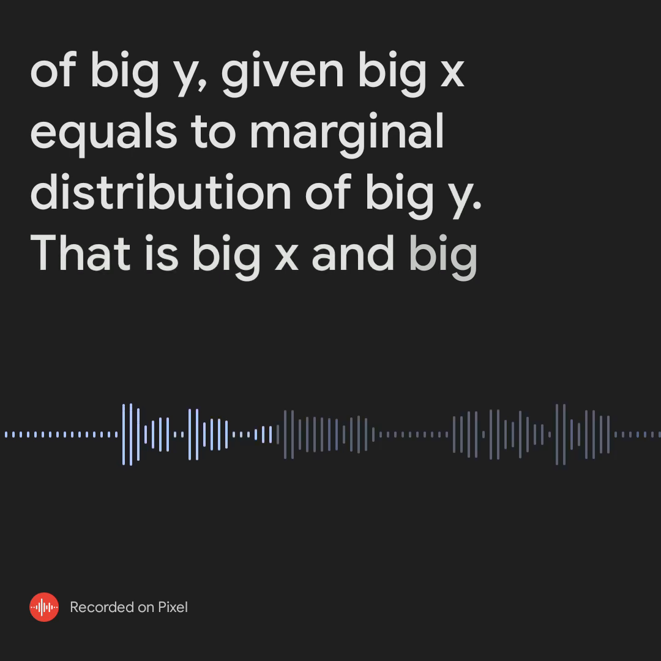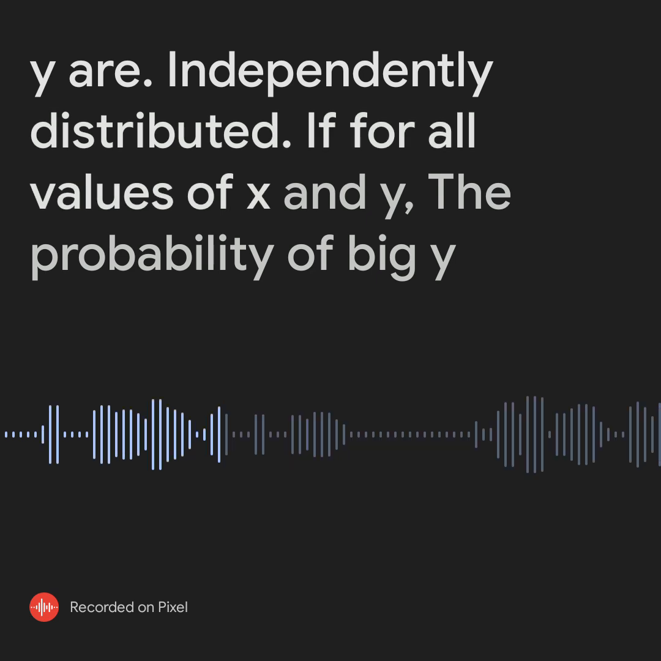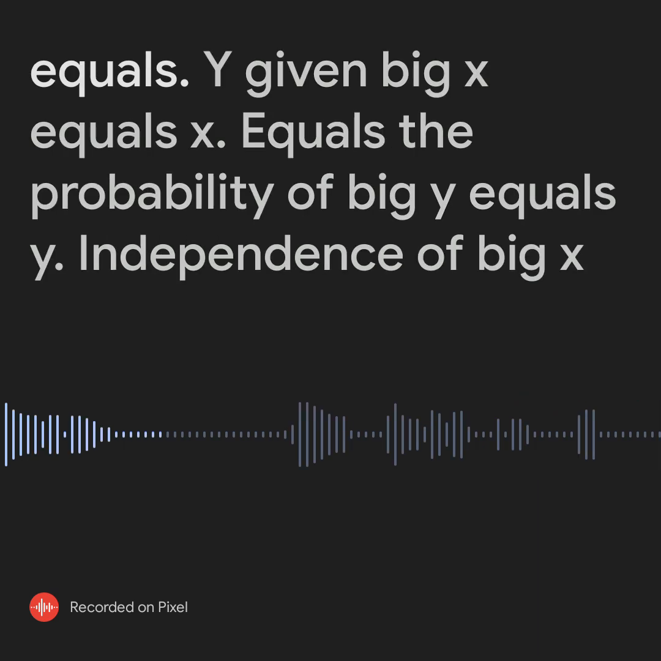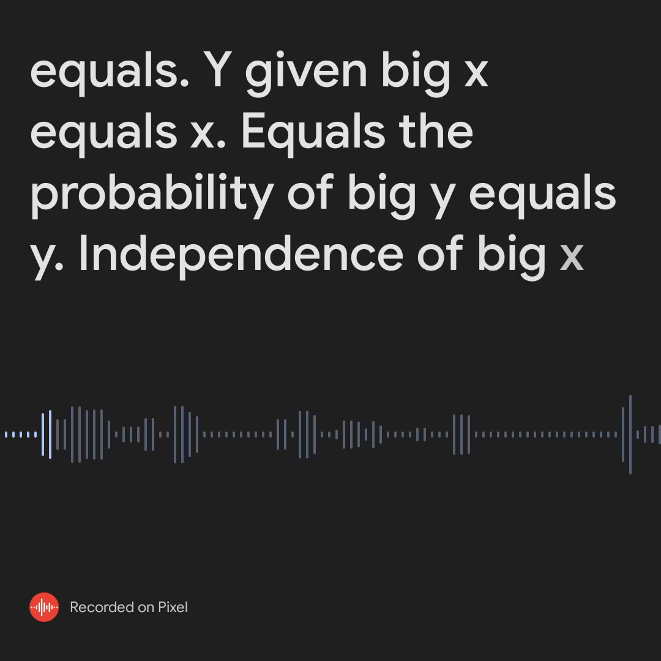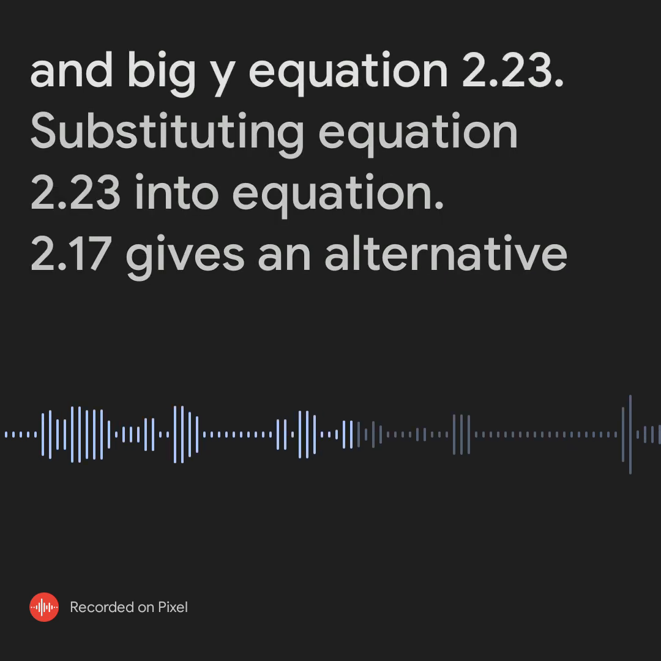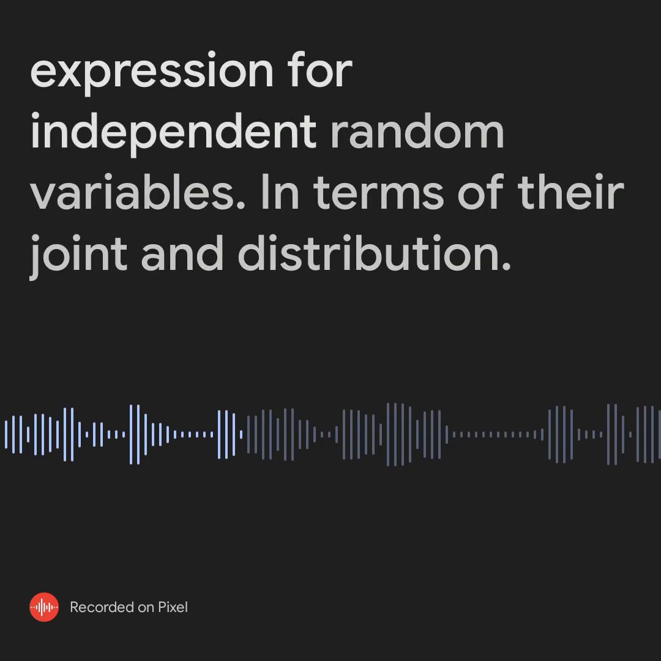That is, big X and big Y are independently distributed if for all values of X and Y, the probability that big Y equals Y given big X equals X equals the probability that big Y equals Y. Independence of big X and big Y, equation 2.23. Substituting equation 2.23 into equation 2.17 gives an alternative expression for independent random variables in terms of their joint distribution.